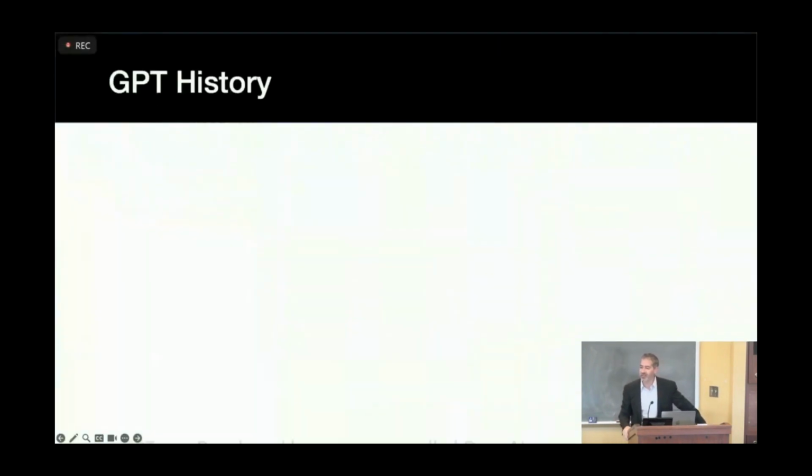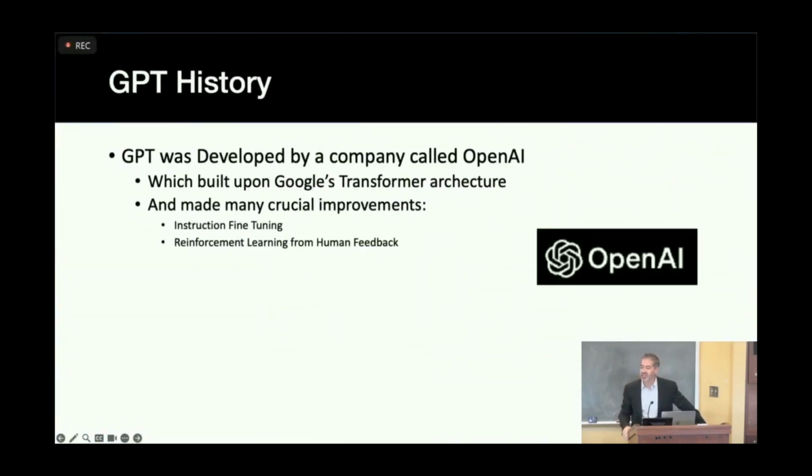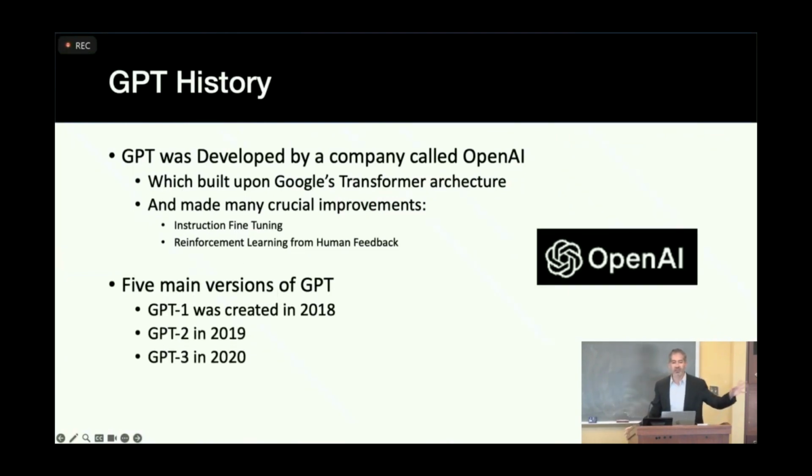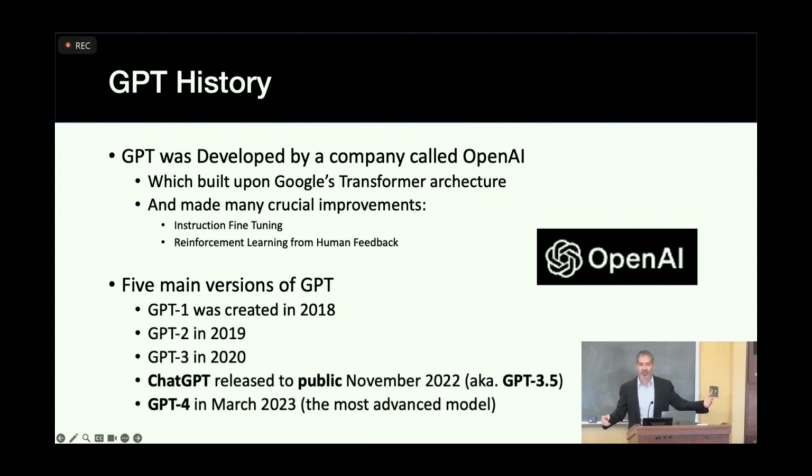But just a little bit of history here. GPT was developed by what was originally a nonprofit research center that turned into a for-profit called OpenAI in the Bay Area. And they built upon Google's transformer architecture. They took that and made many huge improvements to get to the state of the art where we are now. They released GPT-1 in 2018.